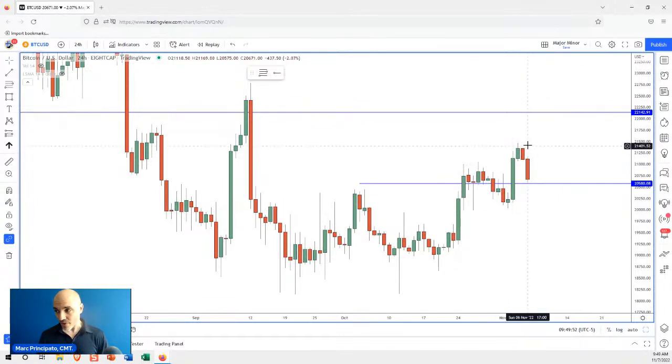So, I saw the red candle developing yesterday. I said, all right, you know what? I'm not going to call an early exit. I'm just going to give this thing room. I'm not going to say anything. And if people were patient enough, it never went to the stop.